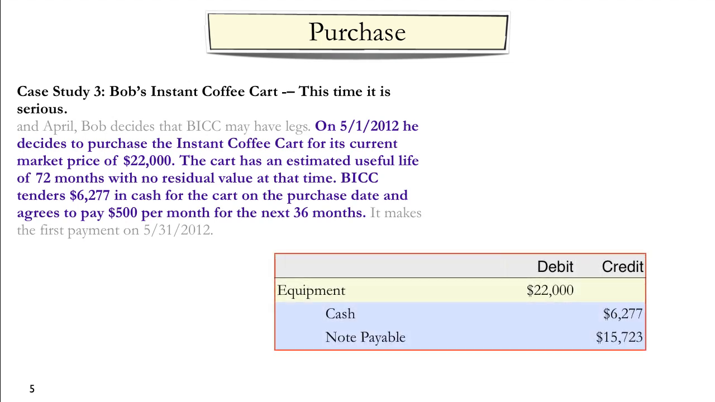To record the transaction, there's a debit to the plant and equipment account for $22,000, a credit to cash for $6,277, and a credit to notes payable, a liability that will have both a current and a non-current portion, though for the sake of this example, we will ignore the distinction between the current and non-current portion. Of particular interest to us is where did the $15,723 valuation come from?